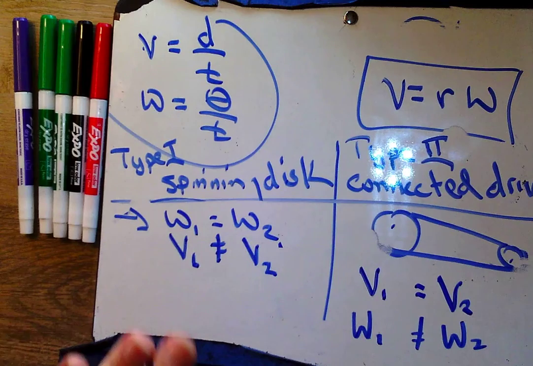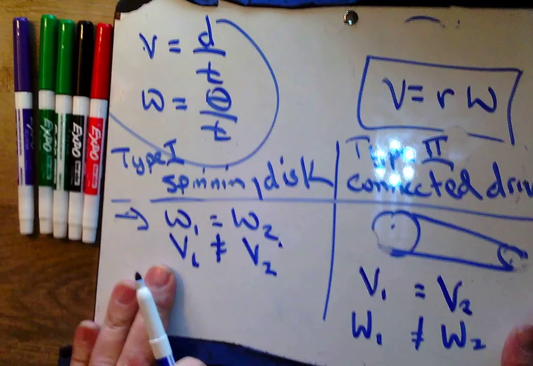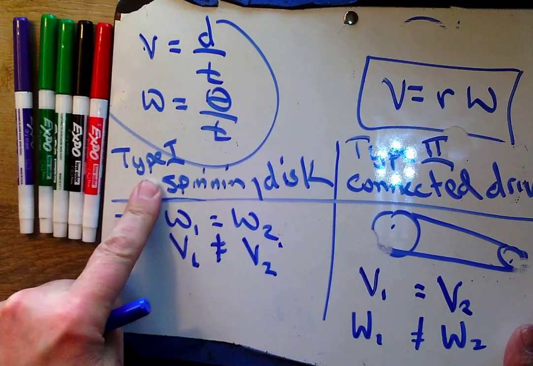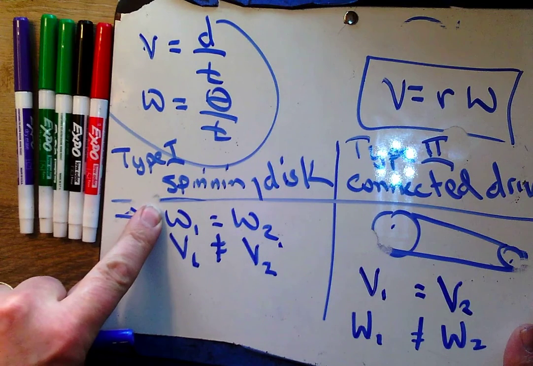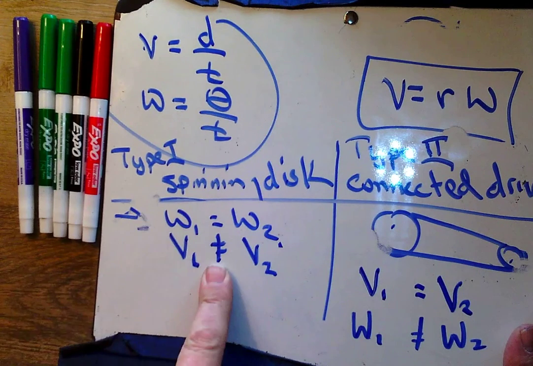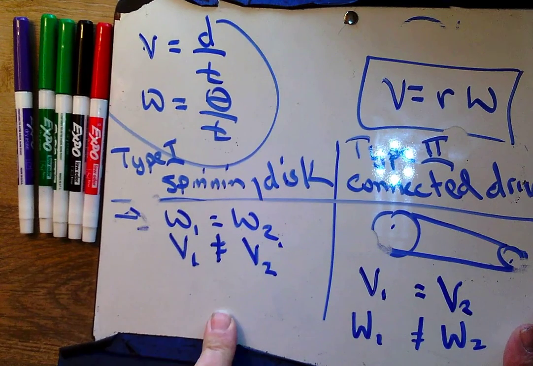So these are two sets of facts that you need. In a spinning disk, the angular velocities are going to be the same, and I don't expect the linear velocities to be the same.